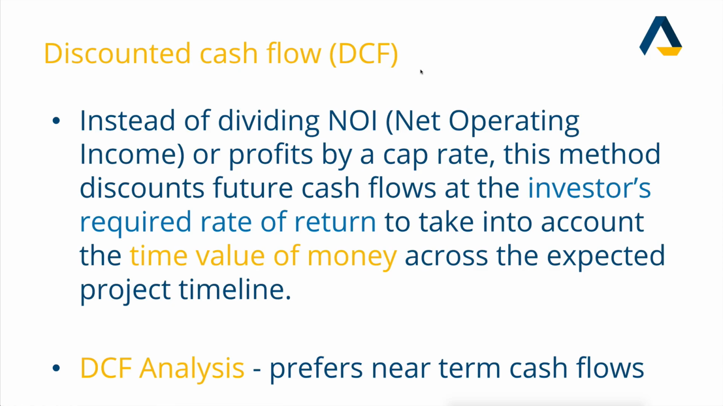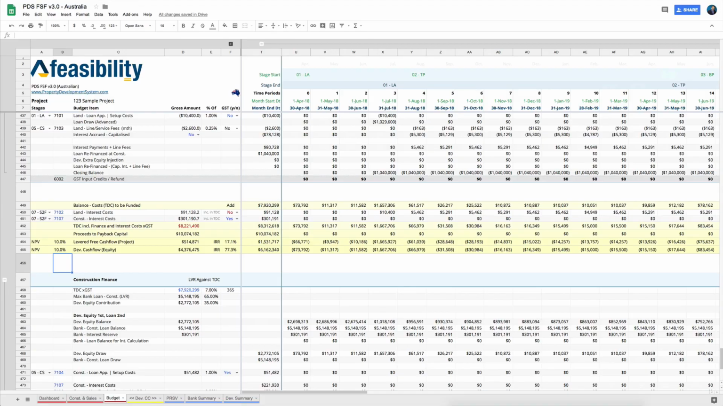So instead of dividing the net operating income or profits by a cap rate, this method discounts future cash flows at the investor's required rate of return to take into account the time value of money across the expected project timeline. So let me go back into this sheet over here.